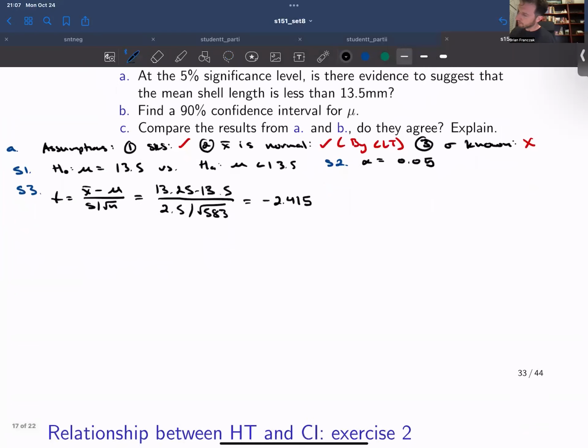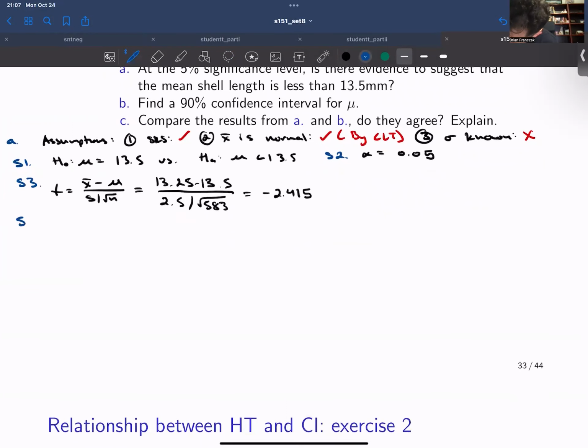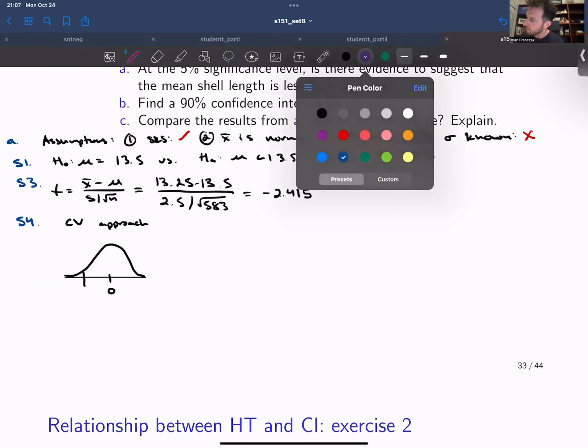Now on step 4, we can take either the critical value approach or the p-value approach. If we take the critical value approach, we start by sketching our t-curve, shown here. It's a lower tail test, so our critical value and the rejection region are going to be in the lower half of the curve.